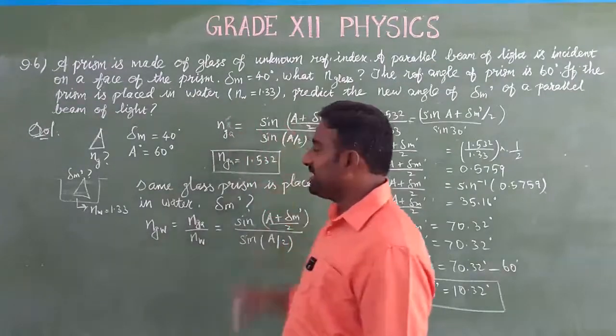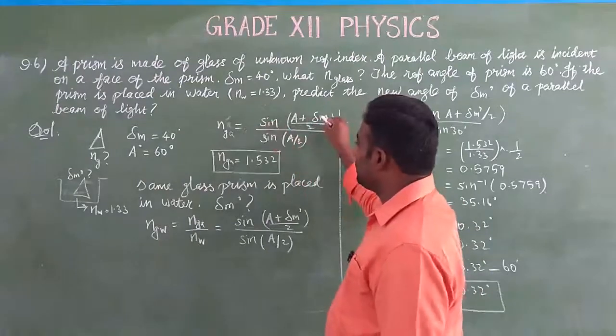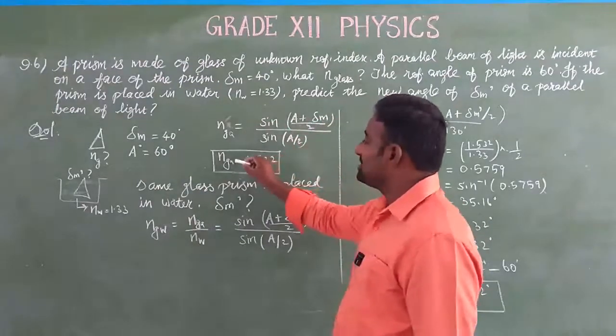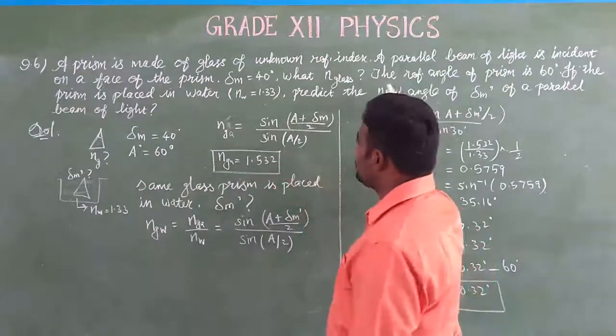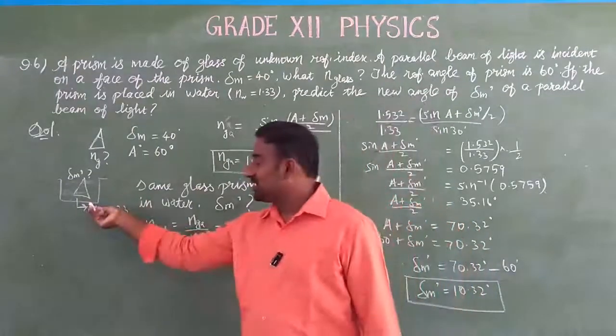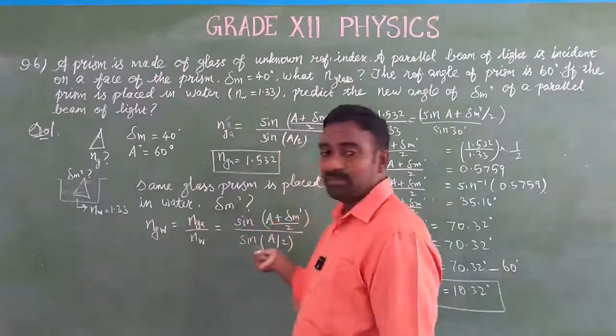So when the glass prism is placed in air, the refractive index of glass with respect to air we can find directly by substituting the angle of the prism and the given angle of minimum deviation. Then we get the refractive index of glass in air. Now you are going to transfer the glass prism into water having a refractive index of 1.33. What is the new angle of minimum deviation?